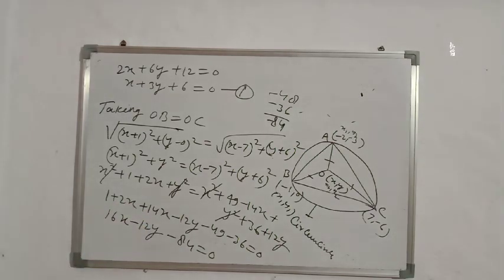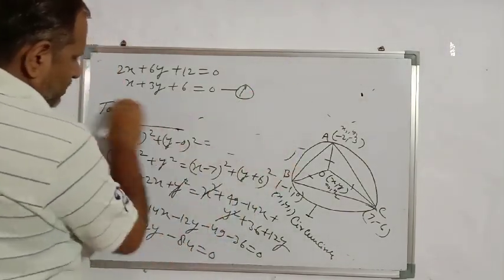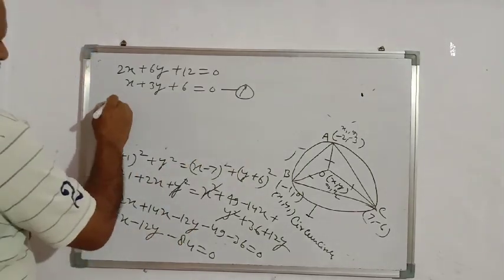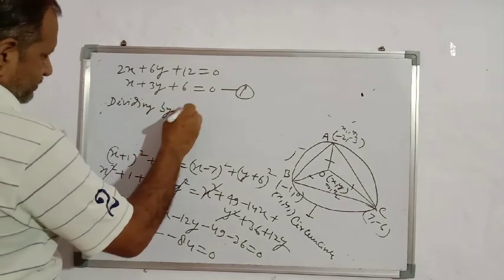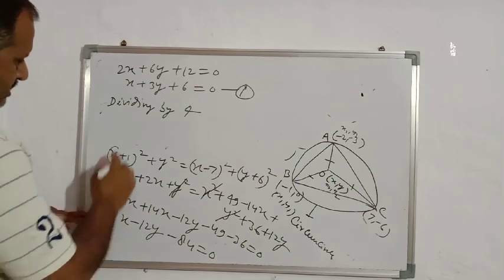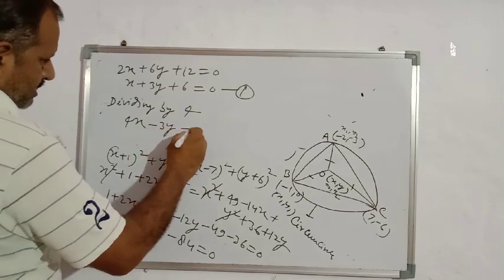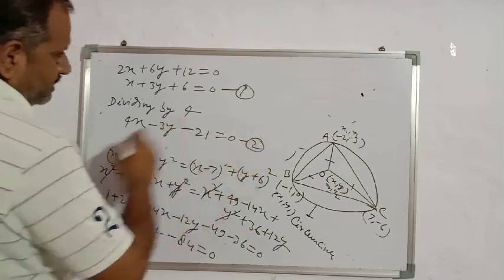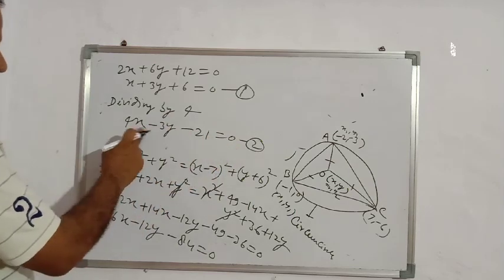We can divide the whole equation by 4. So dividing by 4: 4 fours are 16, so 4x, 4 threes are 12, minus 3y, minus 21 is equal to 0. This is equation two. Now we will solve the first and second equations to find the values of x and y.